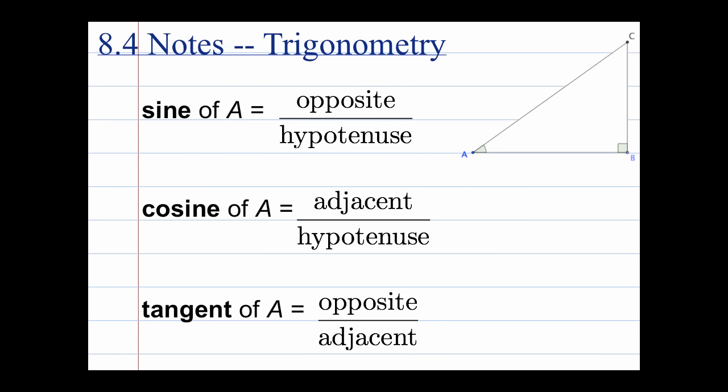Now it's critical for you to remember these relationships, and so the mnemonic SOH CAH TOA is oftentimes used to help you remember these. Sine is opposite over hypotenuse, cosine is adjacent divided by hypotenuse, and the tangent function is opposite over adjacent.